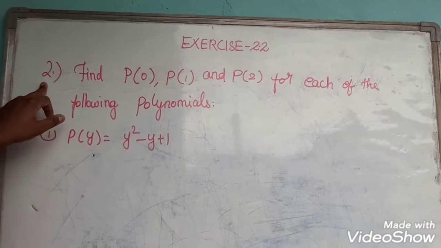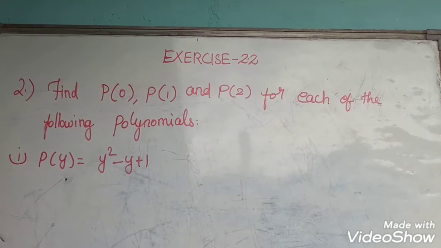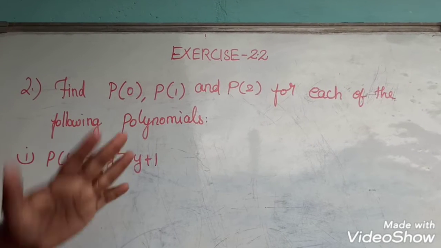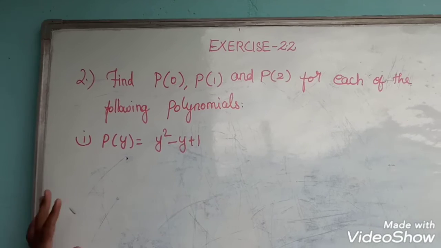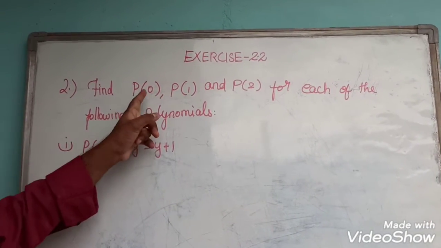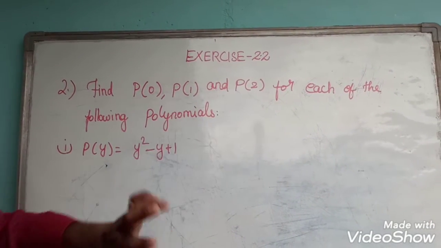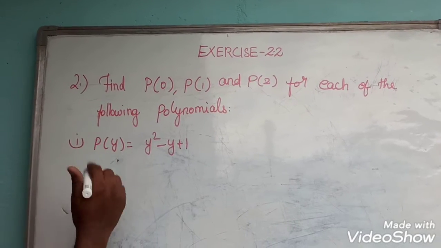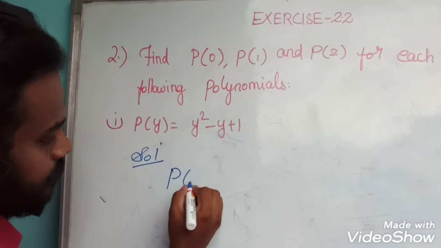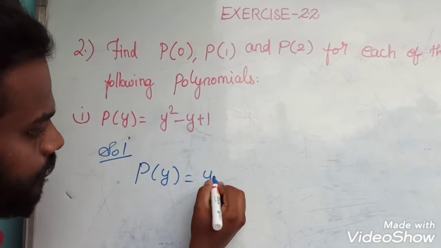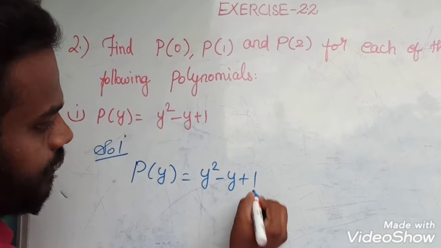Now we see Roman letter 2. Find p of 0, p of 1, p of 2 for each of the following polynomials. Before that, we have to substitute the values and find p of 0, p of 1 and p of 2 for the polynomial p of y. So I take p of y, which is equal to y square minus y plus 1.